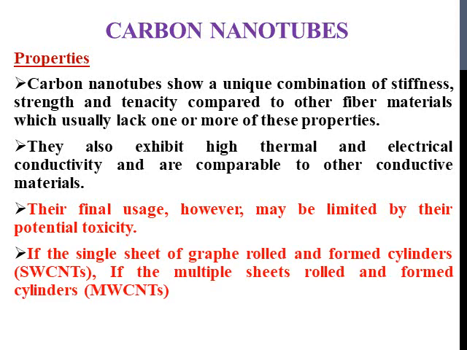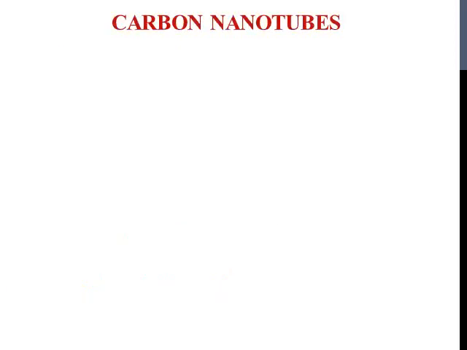Now, as I said previously, if a single sheet of graphite is rolled into the form of cylinders, that is what you get in SWCNTs, single-walled carbon nanotubes. If multiple sheets are taken and rolled into the form of cylinders, they are called multi-walled carbon nanotubes. So you get two varieties here: one is single-walled carbon nanotubes, and the second one is multi-walled carbon nanotubes.